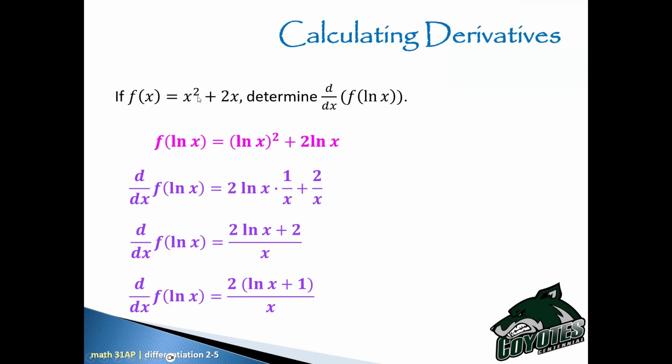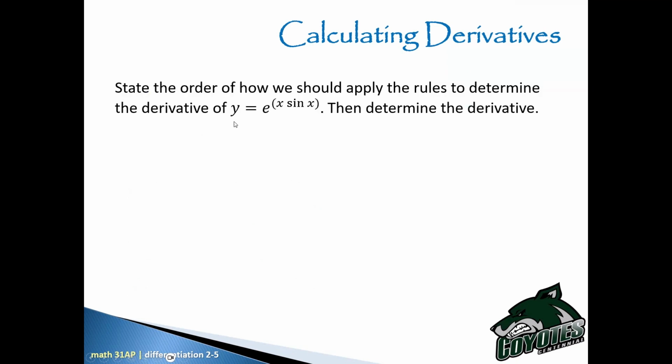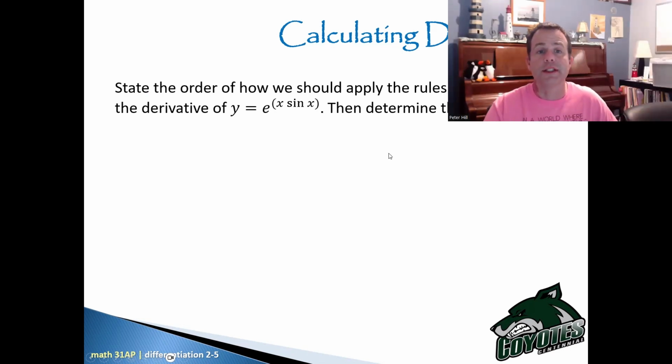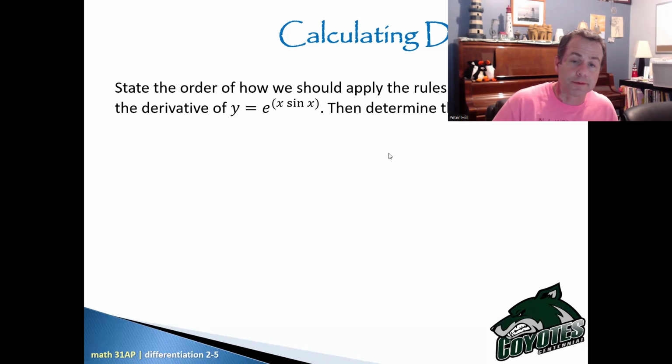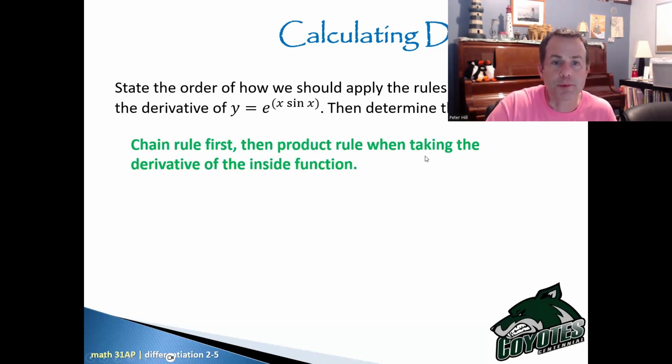State the order of how we should apply the rules to determine the derivative of y equals e to the x sine x. Order-wise, the first thing I need you to see is it's the chain rule. It's e to the x times the derivative of the inside function. Once we go into the derivative of the inside function, it's the product rule, because that's x times sine x. So chain rule first, then the product rule when taking the derivative of the inside function.